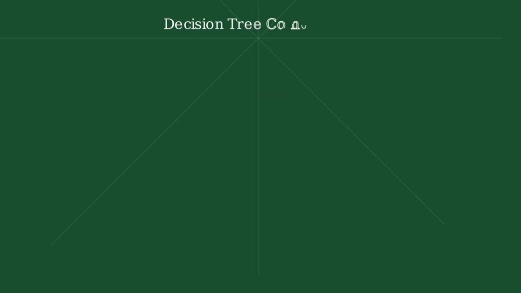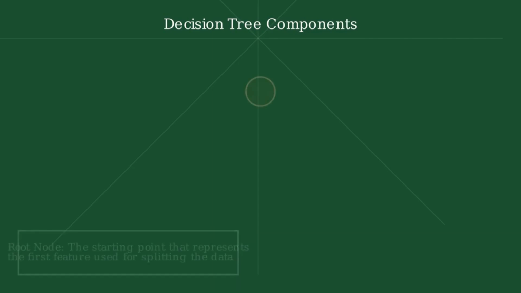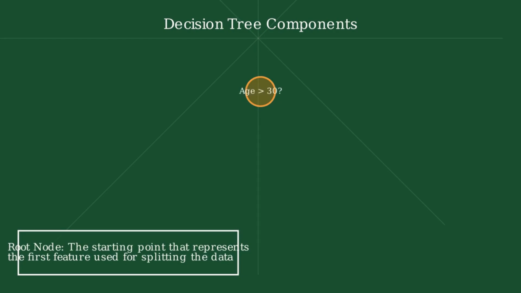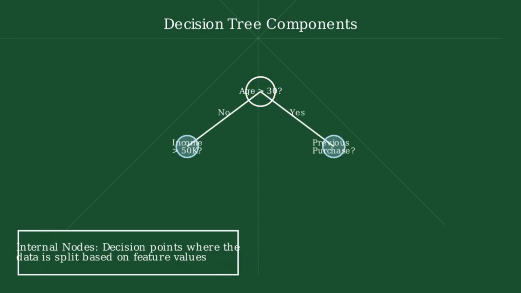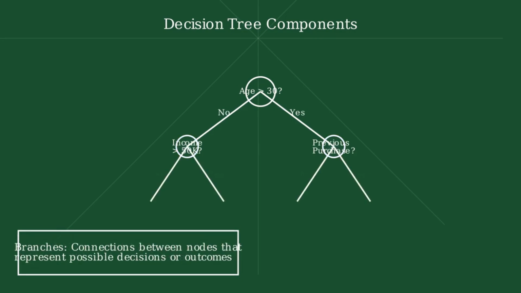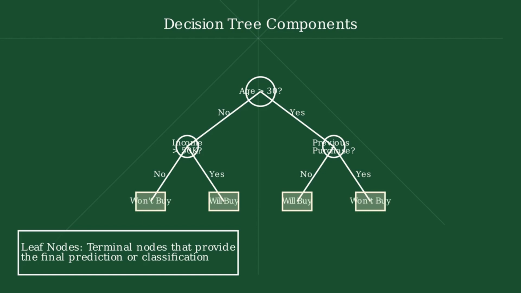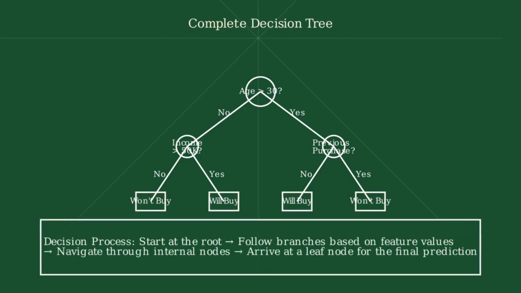A decision tree consists of 4 key components that work together to create a powerful predictive model. Let's start with the root node. This is the starting point of any decision tree, representing the first feature used to split our data. Next, we have internal nodes. These are decision points that split the data further based on additional features. Branches connect our nodes and represent possible decisions or outcomes from each decision point. Finally, we have leaf nodes. These are terminal nodes that provide the final predictions or classifications from our model. Together, these components form a complete decision tree structure.